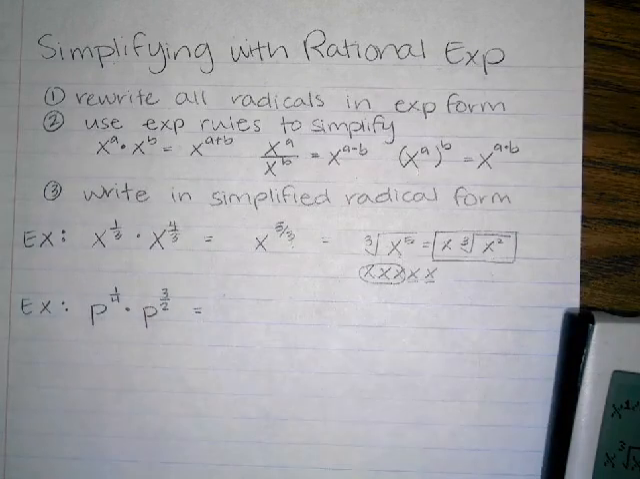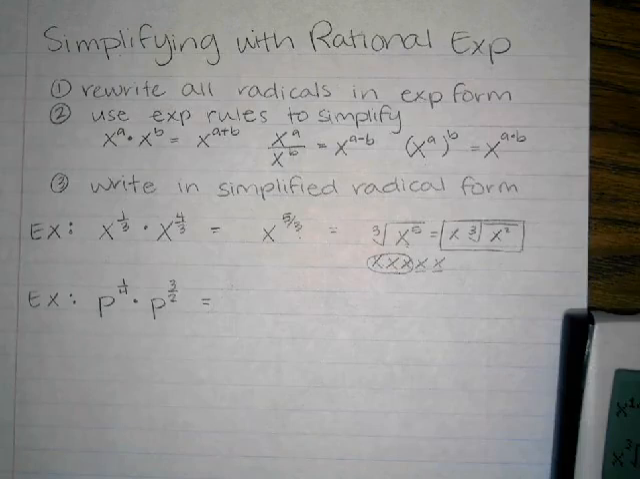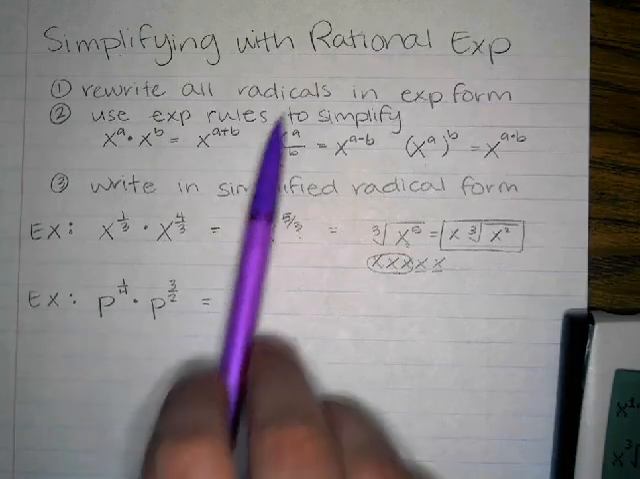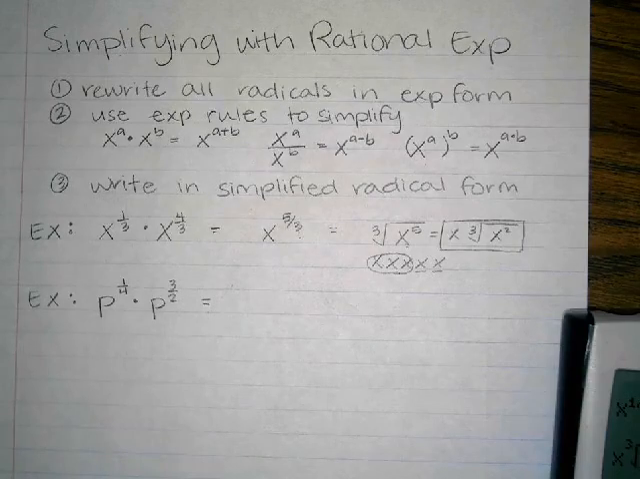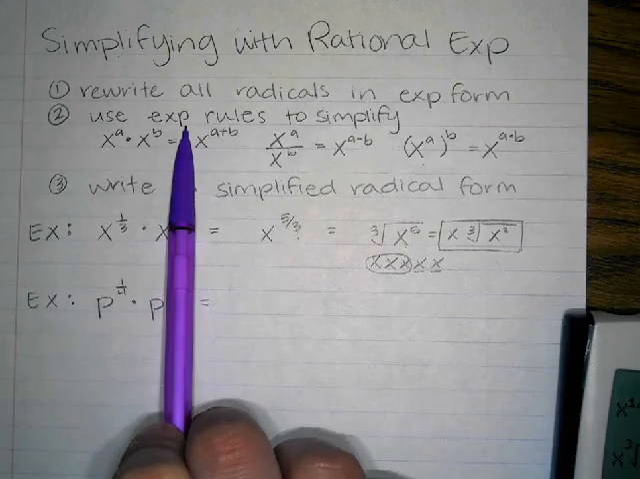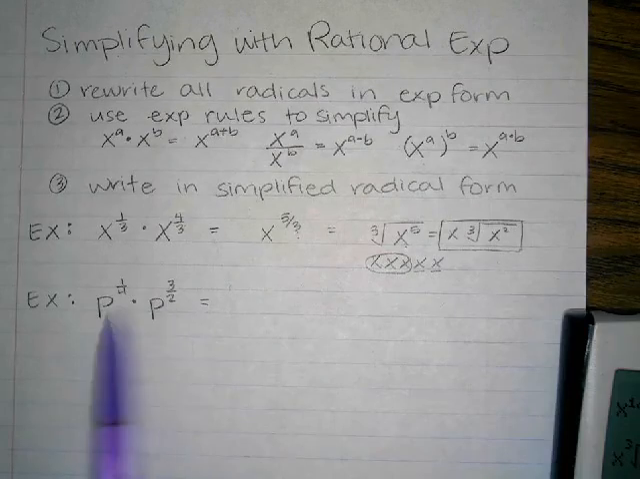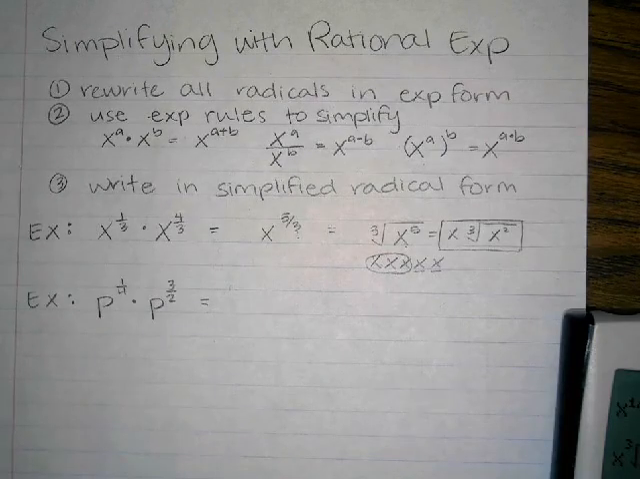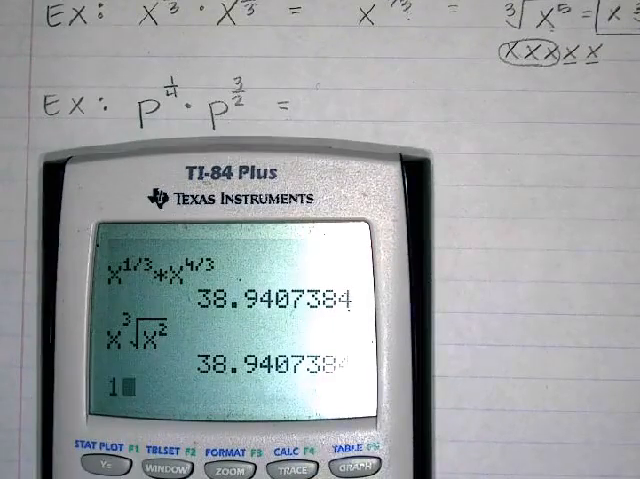Okay, so again, they started off kind of nice for me. They put it in the exponential form to start with, so I didn't have to convert it into exponential form. And so now we're going to use the exponential rules. And with this problem, what do I have to do with my exponents? I have to add them together. I have to take 1/4 and add it to 3/2. If you don't feel like doing that in your brain, you can just do 1/4 plus 3/2.